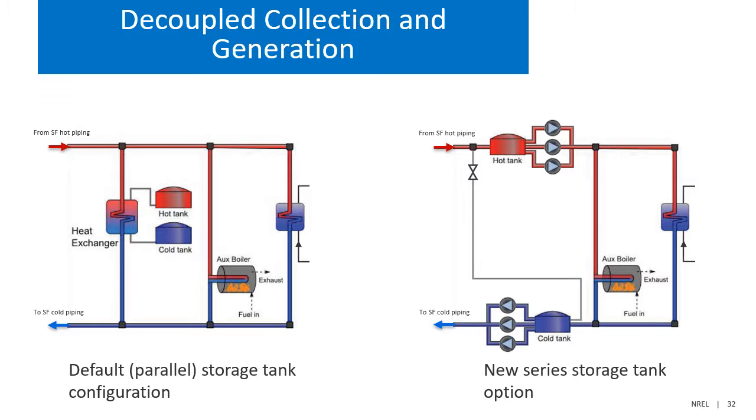The diagram on the left is the default parallel plant configuration. Parallel meaning that the field flow is in parallel to the TESS and power block heat transfer fluid flows. This was the only prior option, and it could be used for either indirect or direct systems. The new series option is on the right. This can be used for direct systems only, where the field HTF is the same as the storage fluid.